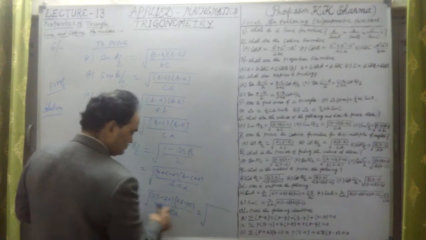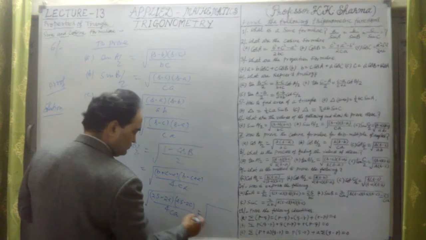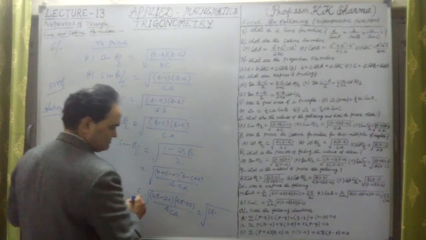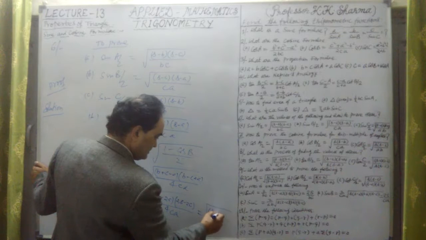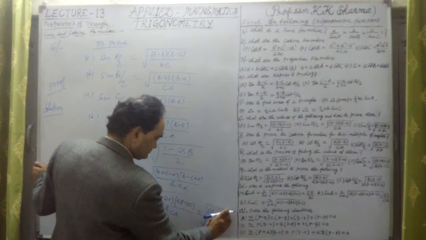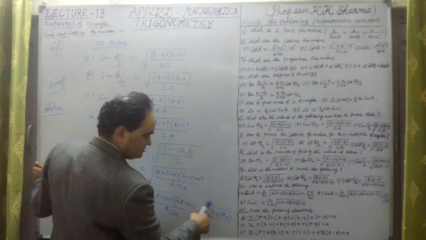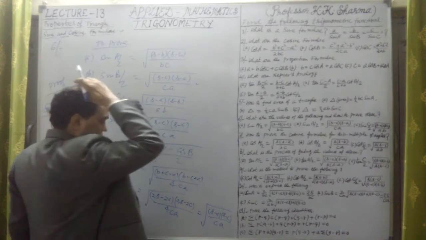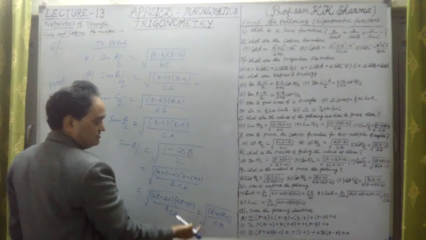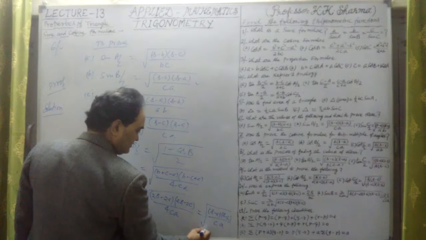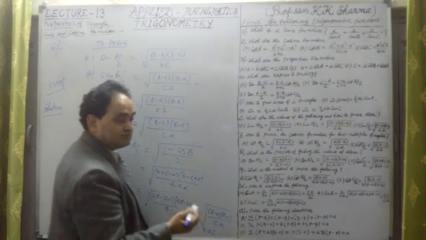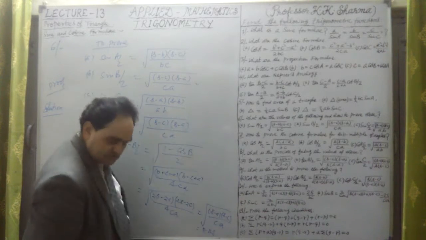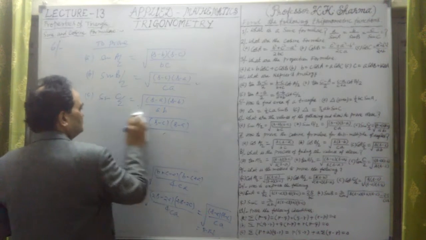That means 4 cancels out, you get 2 and 2 common, 4 by 4 cancels out. This is first bracket S minus A, into S minus C, small s, either way, no problem. We can write first S minus C, then S minus A, doesn't matter. This is CA, and the second part here is S minus C into S minus A. Hence, this is the value of sine B by 2, the right hand side. Similarly, now we can do sine C by 2.